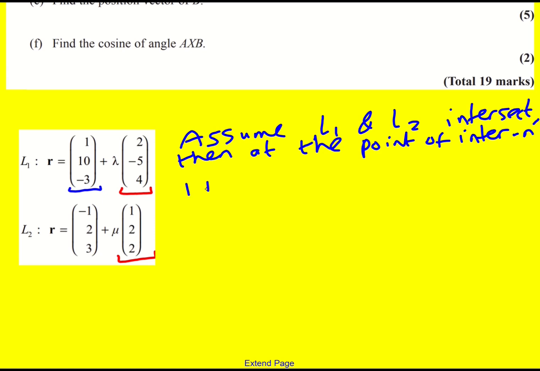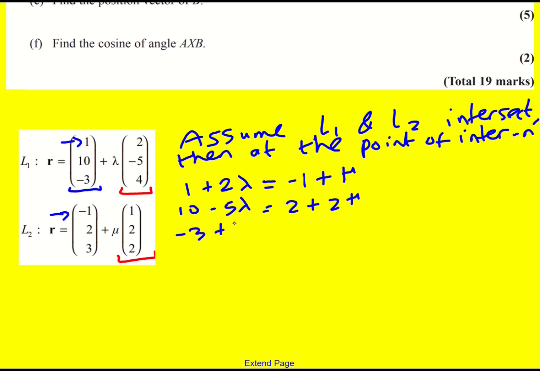So 1 plus 2 lambda will equal minus 1 plus mu at the point of intersection. Just taking the tops and setting them equal. 10 minus 5 lambda equals 2 plus 2 mu. Minus 3 plus 4 lambda equals 3 plus 2 mu. And I'm trying to show that there's no solution to this. I'm going to label this one equation 1, this one equation 2, and this one equation 3.